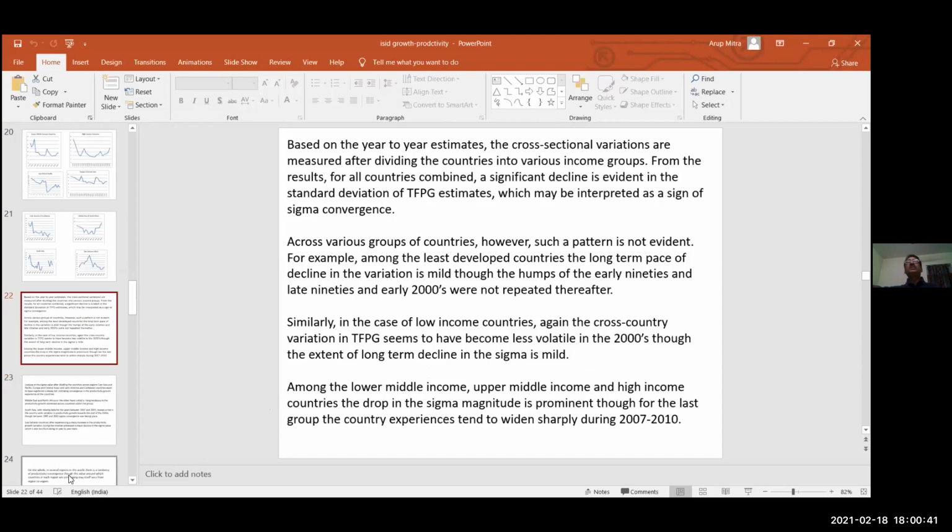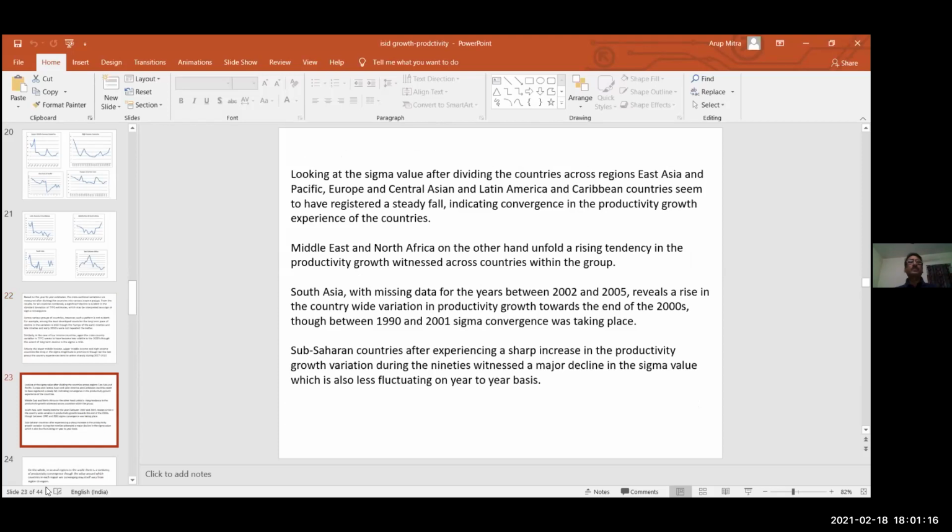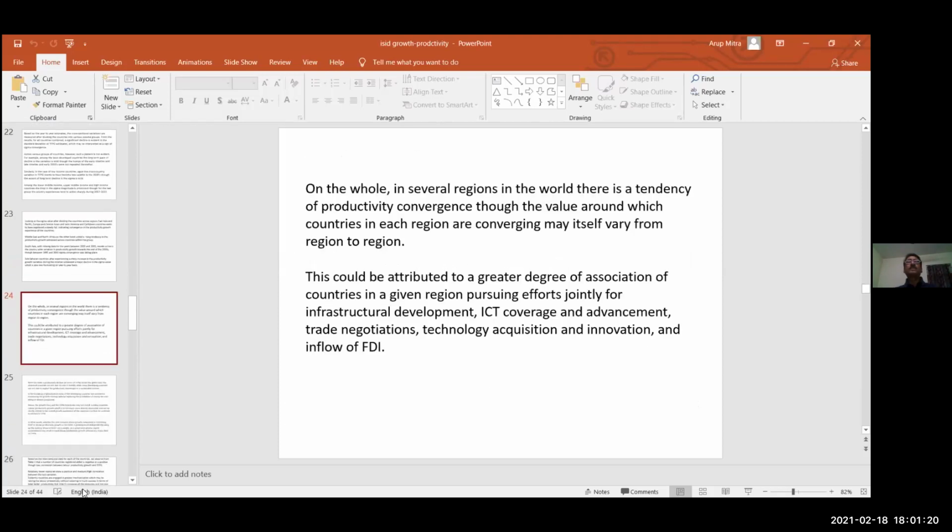So based on the year-to-year estimates, the cross-sectional variations are measured after dividing the countries into various income groups. And from the results for all countries combined, a significant decline is evident in the standard deviation of TFPG estimates, which may be interpreted as a sign of sigma convergence. But as I mentioned, this particular sigma convergence is more prominent in case of certain regions than what we are able to see at the global level. At the global level, the tendency is very, very mild. So on the whole, in several regions in the world, there is a tendency of productivity convergence, though the value around which countries in each region are converging may itself vary from region to region.